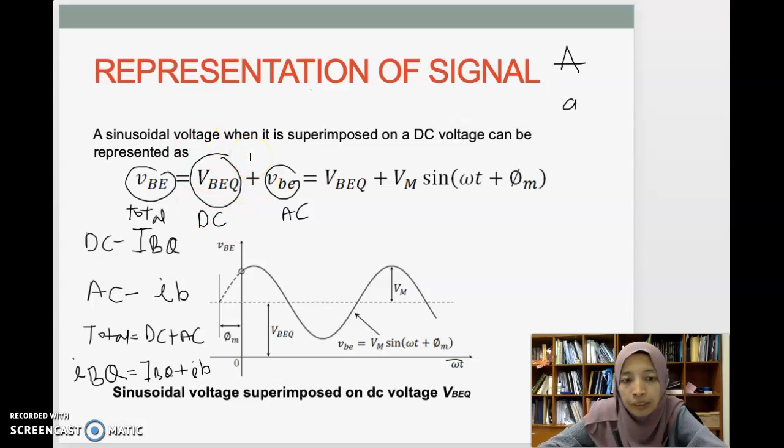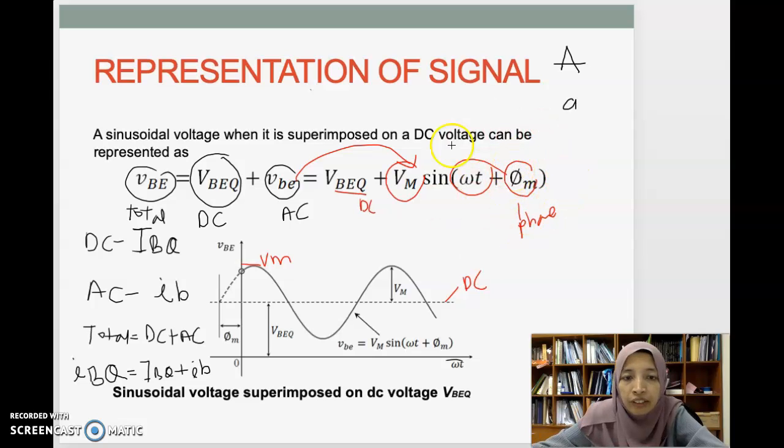Okay. Now how do you represent this inside the graph? DC means it will not rely on time, right? So this one is your DC supply. And how about your AC? Your AC supply will have a sine wave or a cosine. So here is your amplitude, Vm. There is a sine or cosine, and then you have omega t plus the phase, lagging or leading. I believe that you have learned this inside your electric circuits, right? So this is a representation of the AC and DC signal.